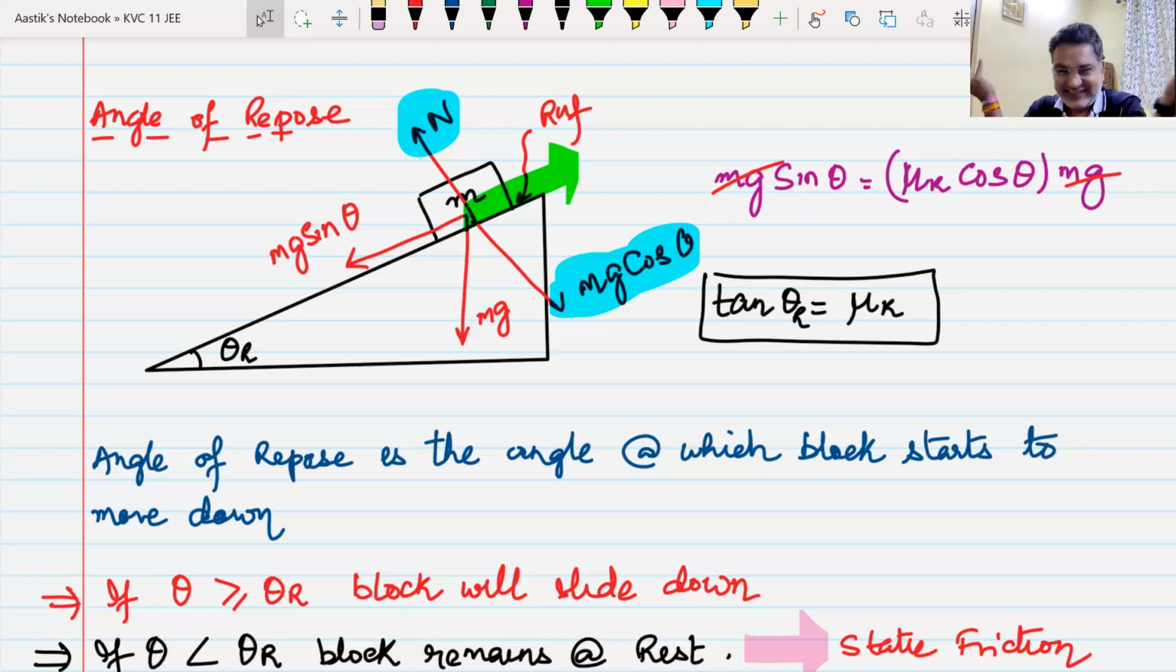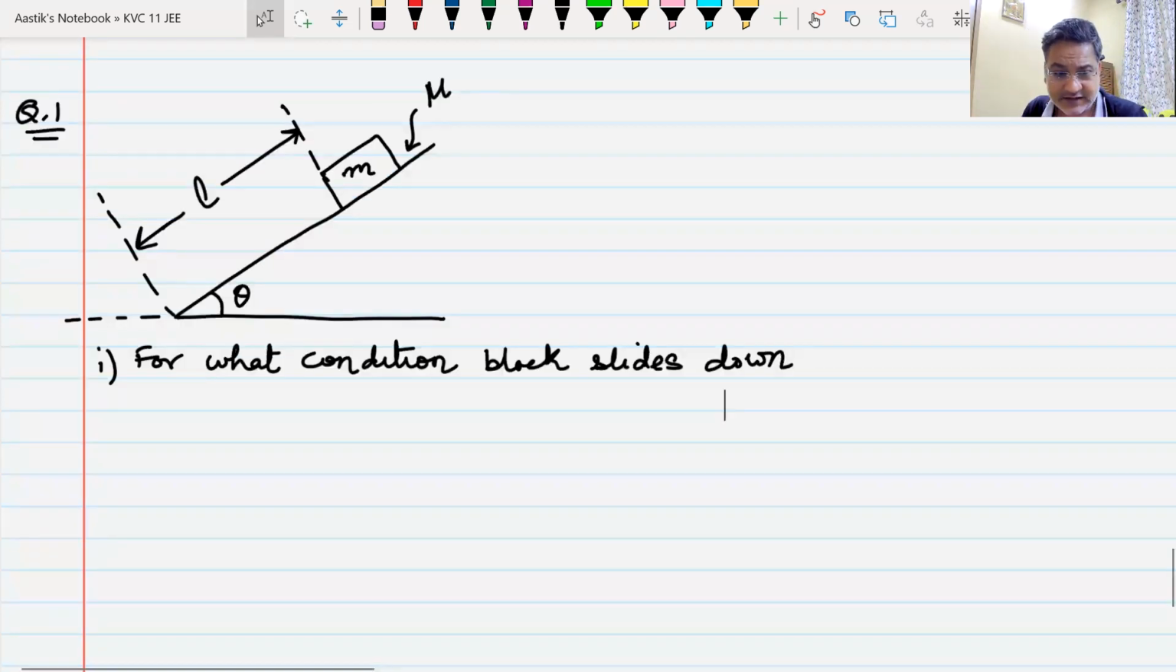What? What is this? What type of question is this? Exactly the same question. For what condition will the block slide down? Yes, I again ask you. I haven't shown you all this, what we had done two classes before. Just two classes before. Maybe three.